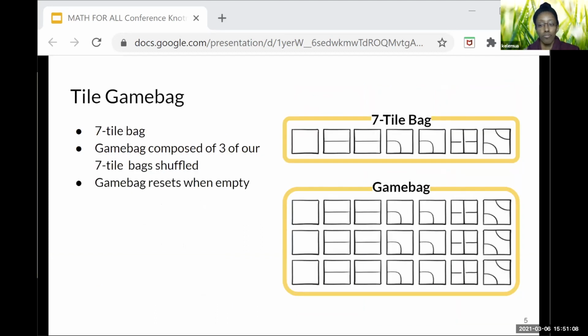While fiddling around with the physical wooden tiles that we had, we found that the 7-tile bag on the right lent itself to the most natural gameplay. So we chose the game bag to be a shuffled bag composed of 3 of these 7-tile bags, as you can see on the right. And once all the tiles are picked by the player from the bag, the game bag resets itself.